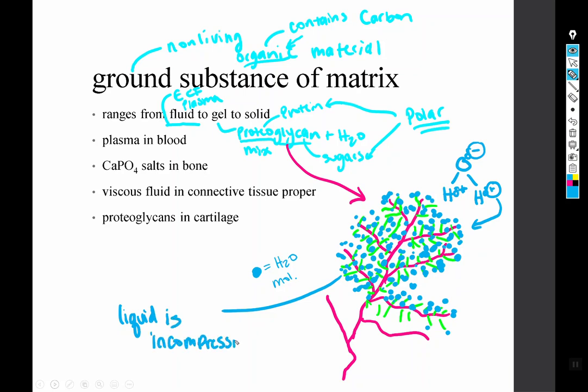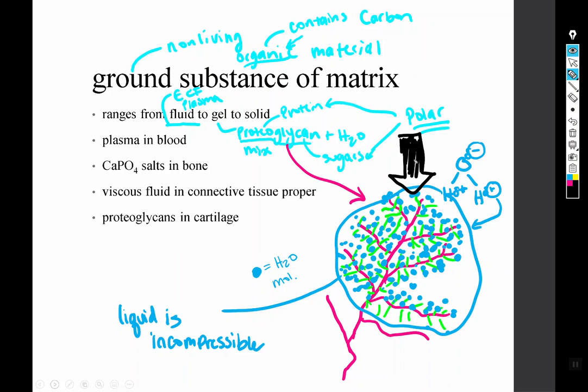Liquid is incompressible. So if I have a gallon of water, I can't squish that water and make it fit into a cup of water. There's no way for me to do that. I can do it with gas, but I certainly can't do it with water. So if I have a bunch of water and I know I can't compress it, and then I also contain the water by making it be attracted to this very polar thing, what I create is a ground substance that is very resistant to compression. So if I push on it, it doesn't yield or squish down.